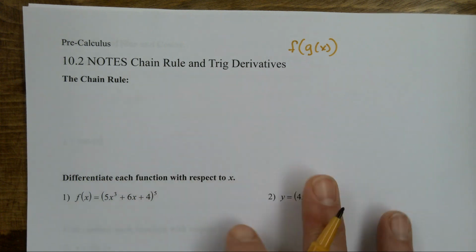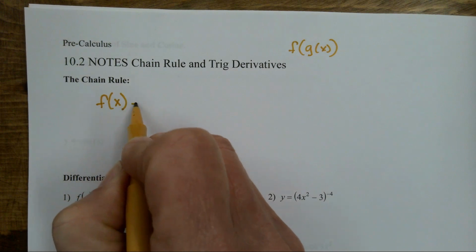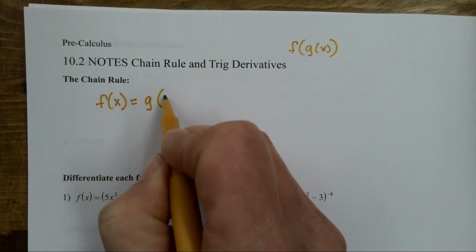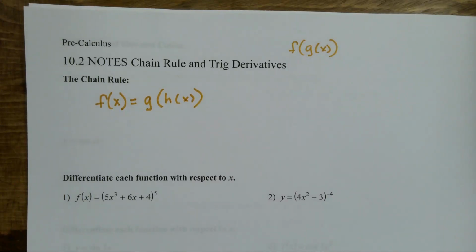So I'm going to write it with the ones that we're used to doing. My function is f of x, and it is a composite function of g and h. And so it looks like g of h of x.